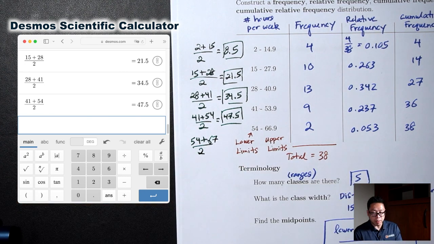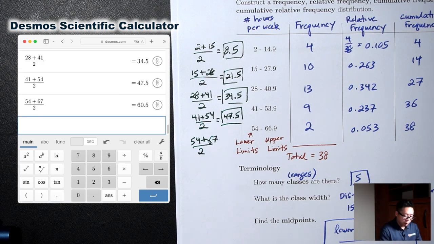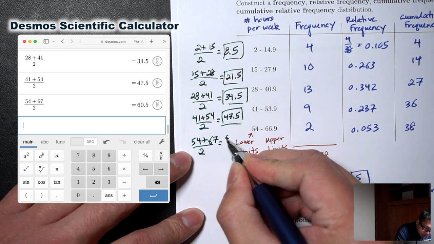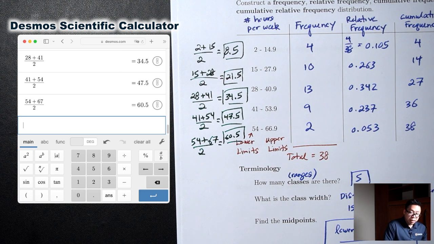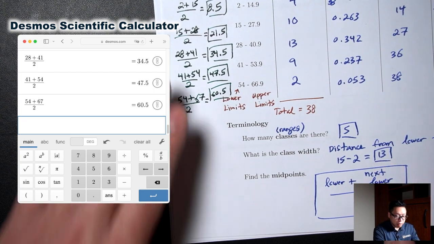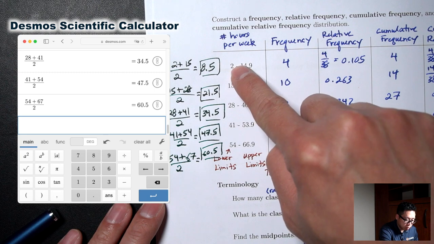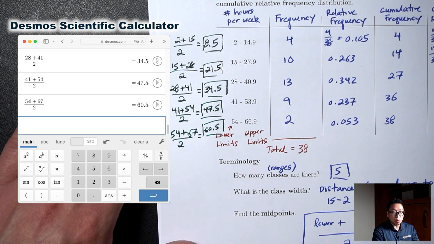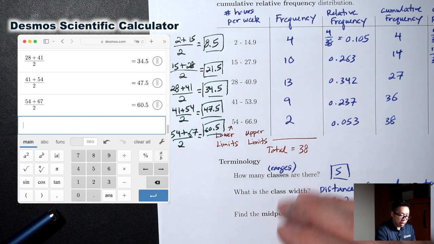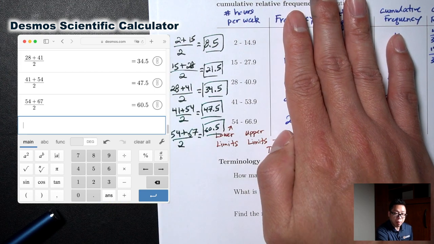So 54 plus 67 over 2, 60.5. Okay, that's one way to do it. Another way to do it is, we know the class width, right? So once you know how much each of the lowers are going up by, we know it's going from 2 to 15 is 13, 15 to 28 is 13. That's the class width. Once you know the class width, everything on this side is going to go up by 13 also.